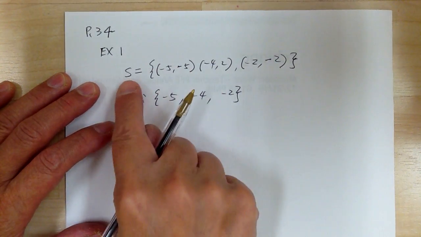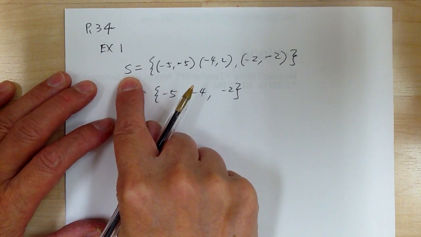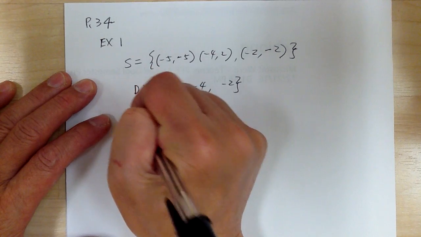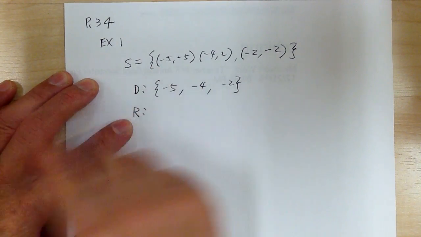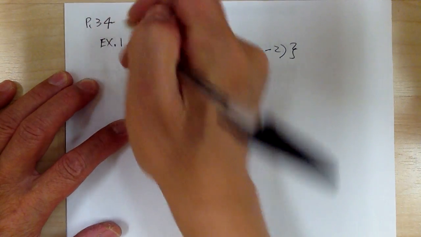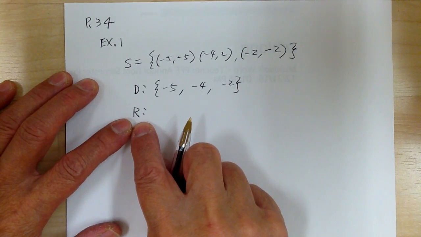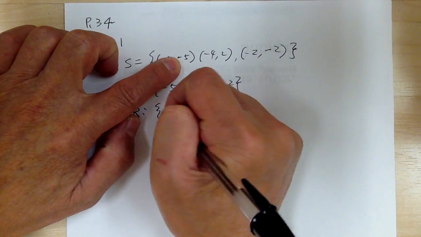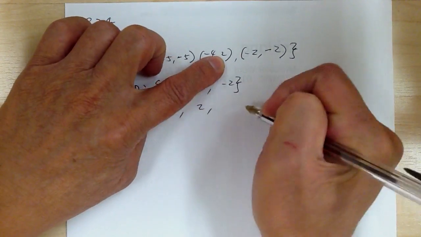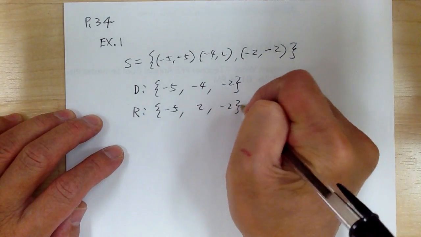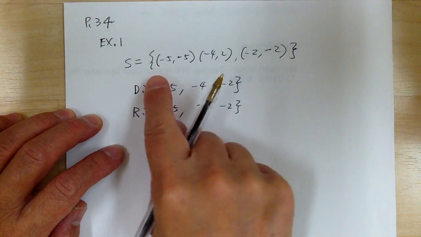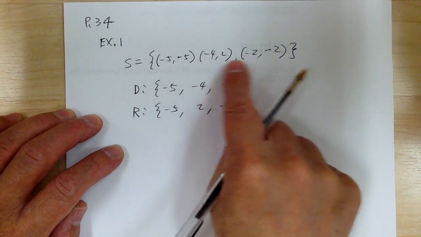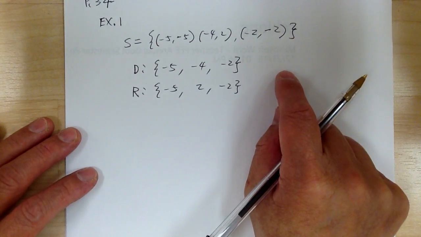And again, the reason I changed this to S is because usually R is used for range. So that's why I'm using the R over here. This R is not the one in the book. So R stands for range. Range is your second number, or the y. So in this case it would be -5, 2, and -2. Domain is your first number, or the x. Range is your second number, or the y.